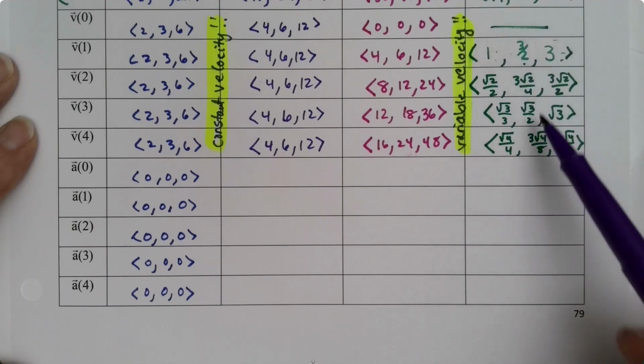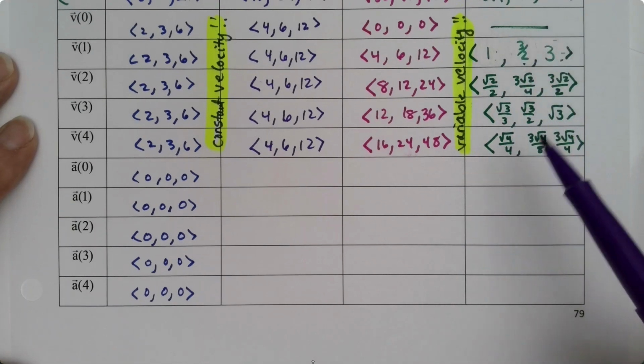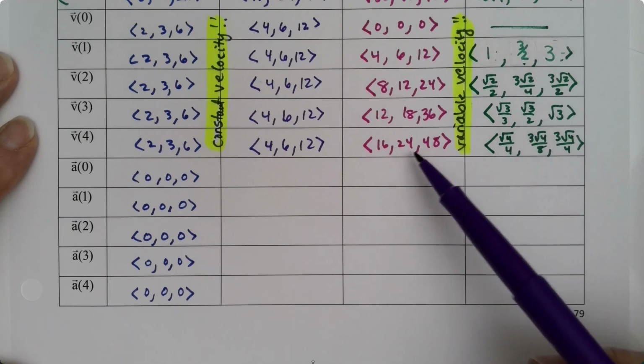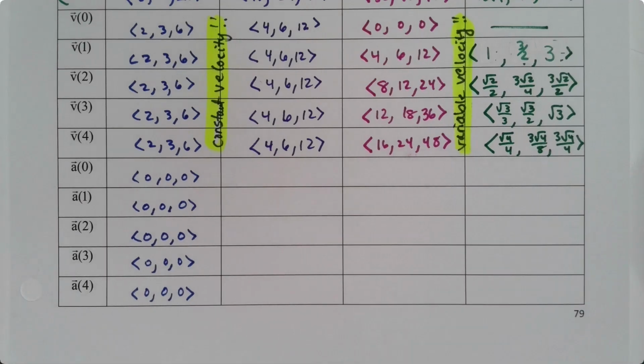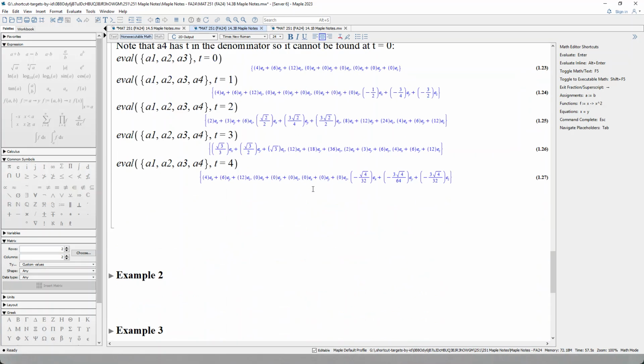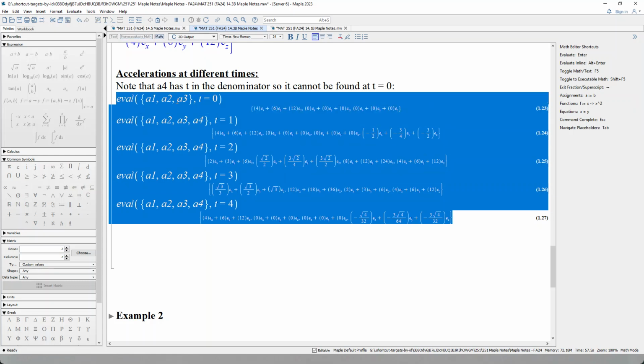It's increasing, but it's increasing at a slower and slower rate because this one has a negative acceleration and this one has a positive acceleration. But let's go see that from Maple. And then there we have it. Again, you can see that it's kind of giving me all this grief.